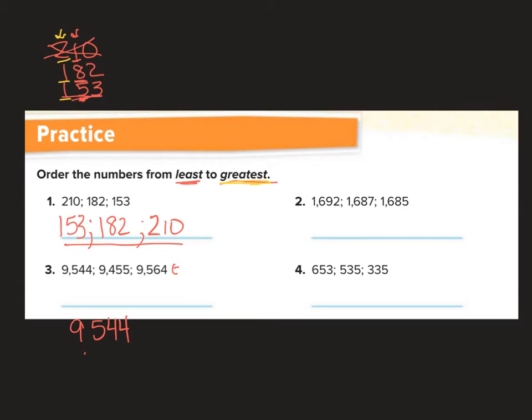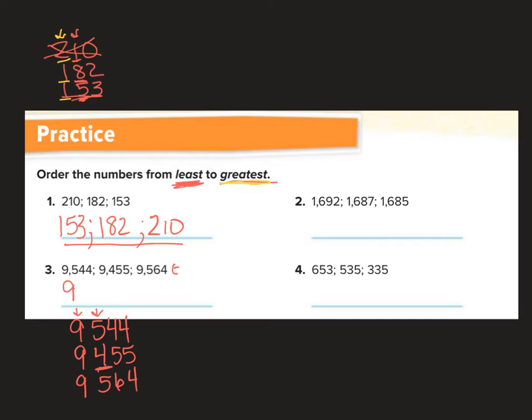9,544, 9,455, and 9,564. Okay, notice I lined all the ones place values, tens, hundreds, and thousands. So let's compare. Look, they all are in the 9,000, so that doesn't help us out at all. Let's look at the hundreds next. 2 5s and a 4, so the least number is going to be the 4.